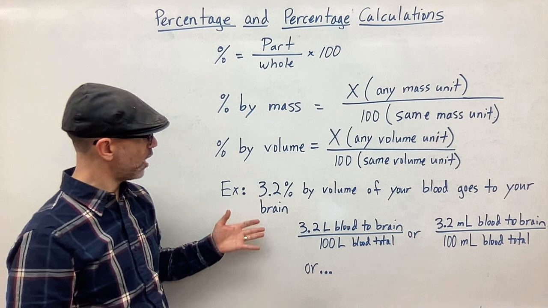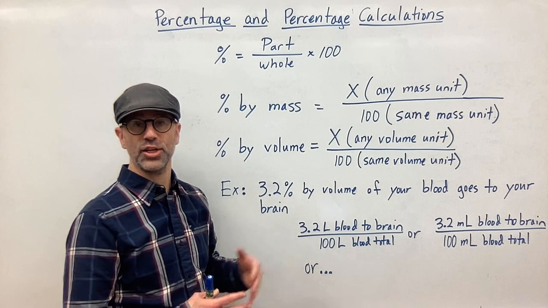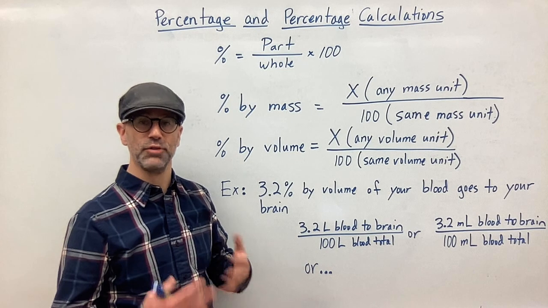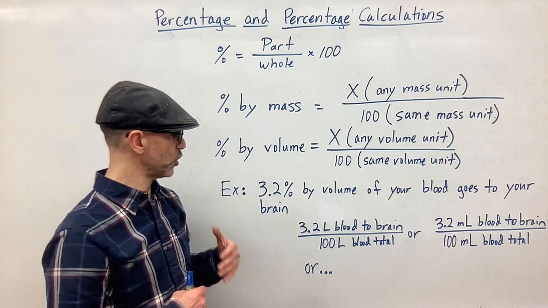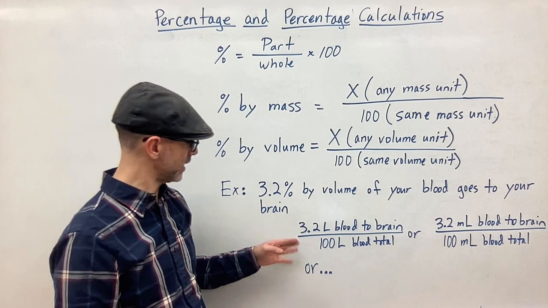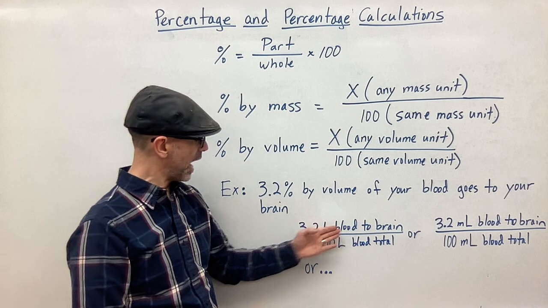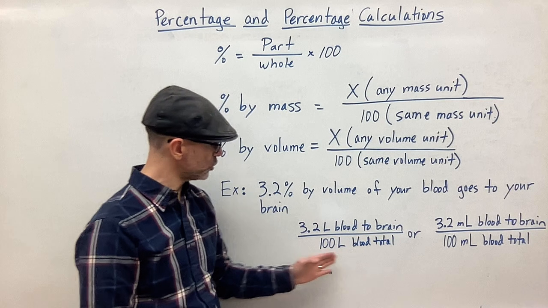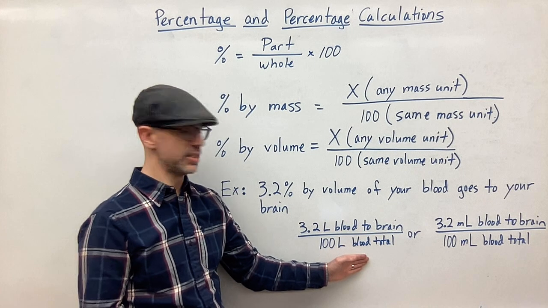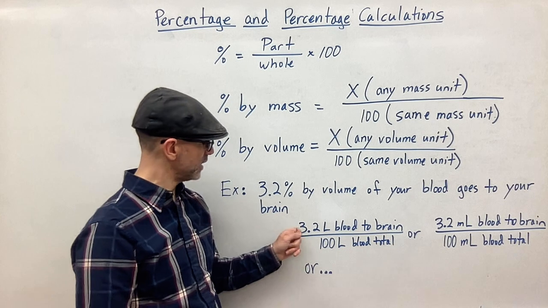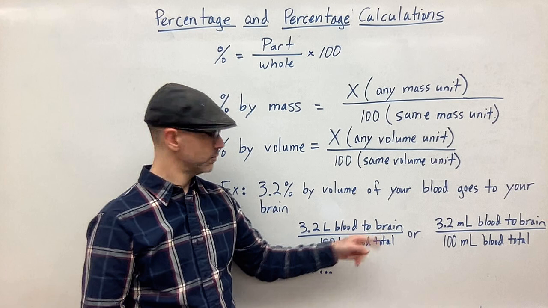Here, I could choose whatever unit I want. And that's the beauty of this, that I can choose a unit that's convenient for me according to what they're giving me in the problem. So if they're giving me liters in the problem, then I can say 3.2 liters of blood to the brain out of 100 liters of blood total. So out of 100 liters of the total blood that circulates in my body, 3.2 liters of that blood goes to my brain.